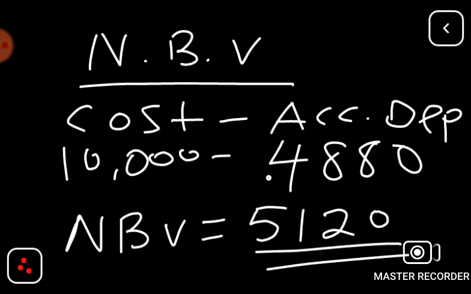And this is how you calculate depreciation for the year for both the fixed installment and also the reducing balance method.